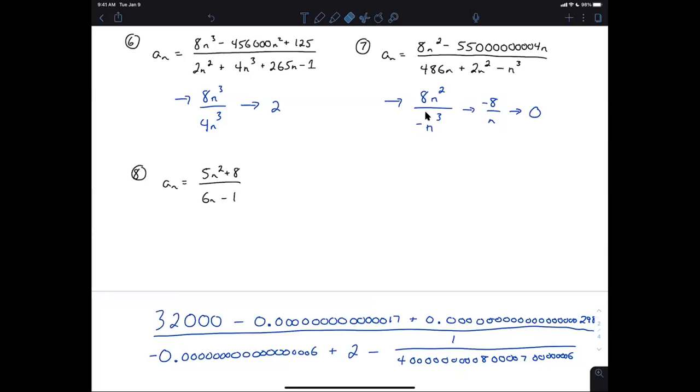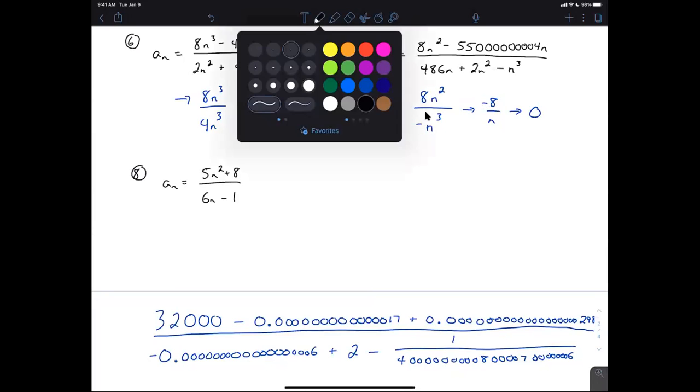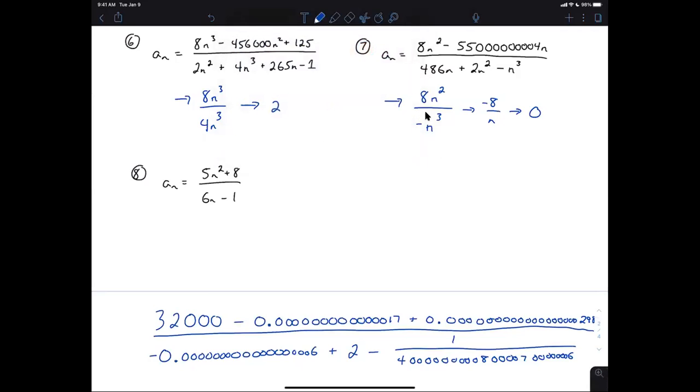All right. So what should I do on this one? I'm going to let you guys tell me this time. You can tell me in chat, or somebody can unmute yourself. So I should pick biggest thing on top, biggest thing on bottom. What's the biggest thing on top? 5n squared. And what's the biggest thing on bottom? 6n. And now that simplifies to what when I do the algebra? 5n. Perfect. And then what happens to that as n goes to infinity? Goes to infinity. So we just proved that this sequence diverges.